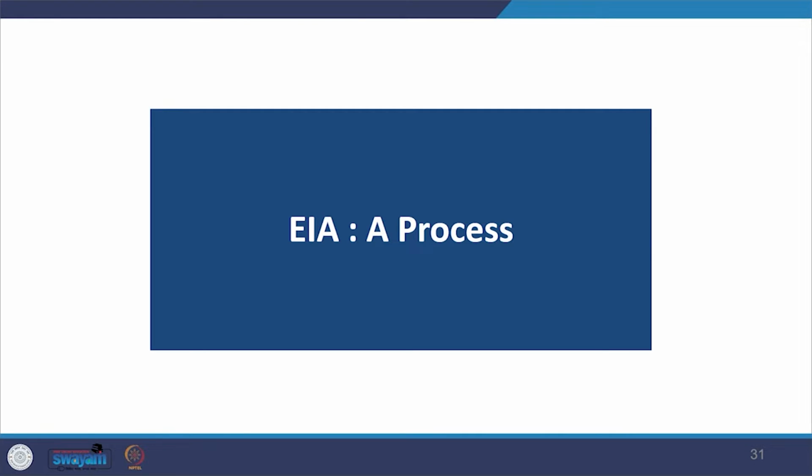So that was about the definitions we saw. If you look at the practical meaning of EIA, it is a process. It is a systematic process that we adopt through which we examine the environmental consequences, the impact that development actions have on the environment.